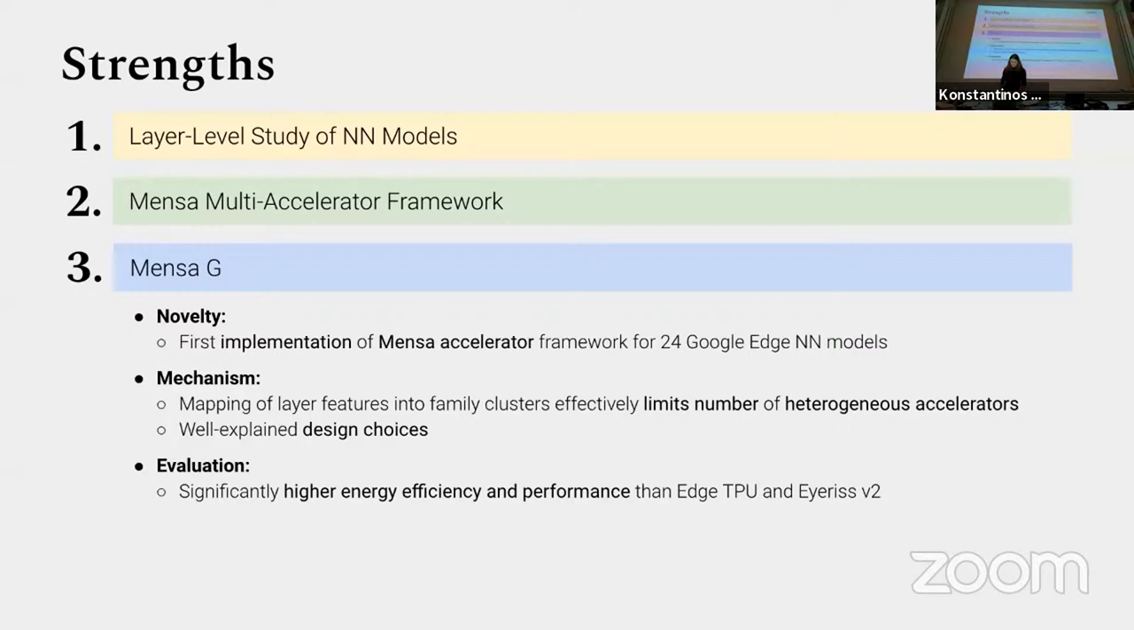We move on to the third one, which is the Mensa G. I thought the third biggest strength is its novelty. So first, obviously, because they came up with the framework, it's the first implementation of the framework. But I thought it was very interesting that they were able to reduce the heterogeneous accelerators to a number of three, despite this very big diversity in different layers. Once again, very interesting design choices, also with regards to the different data flows that were used to kind of nail these three specific accelerators. And then finally, this is kind of self-explanatory. The evaluation was good because it achieved very good performance with regards to energy efficiency as well as throughput.